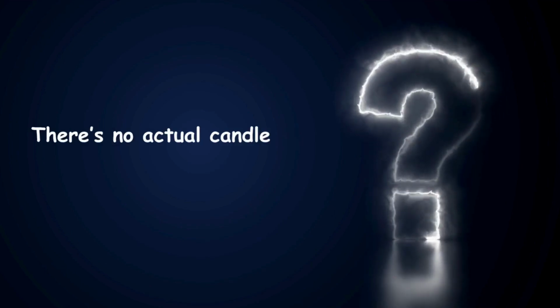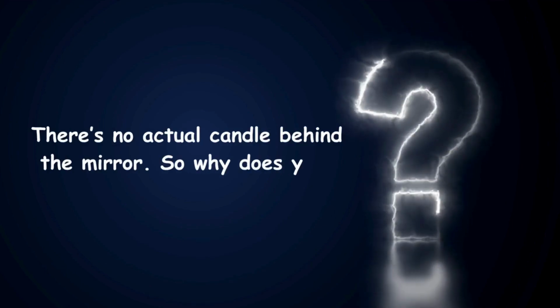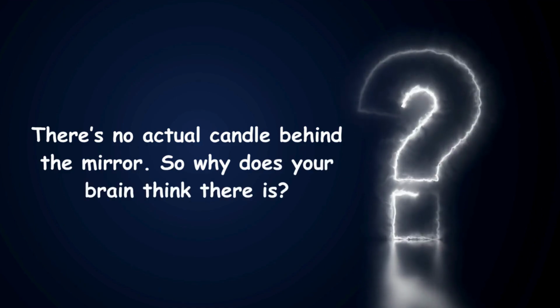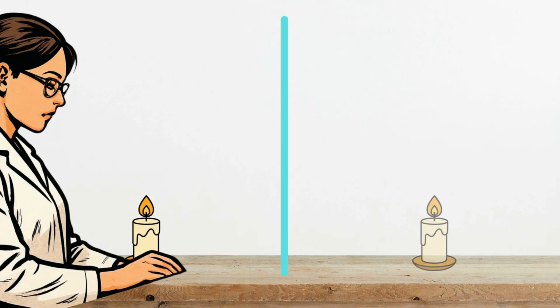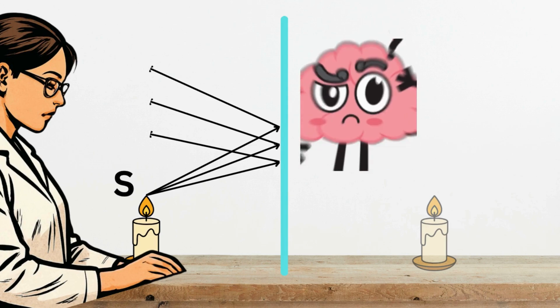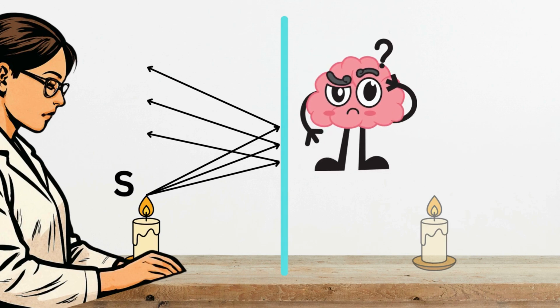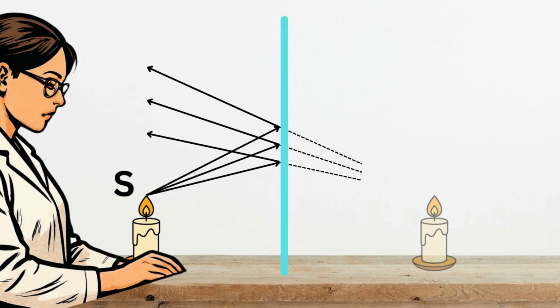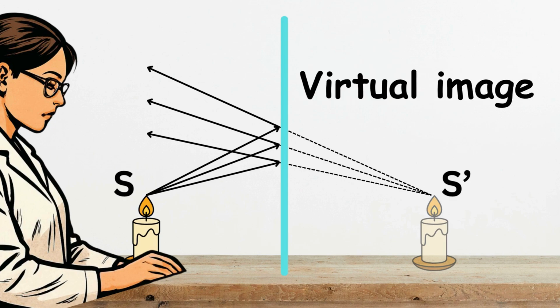There's no actual candle behind the mirror. So why does your brain think there is? A light source, let's call it S, sends out rays in all directions. Some of those rays hit the mirror and reflect into your eyes. Your brain assumes light travels in straight lines, so it traces those rays backwards. They appear to come from a point behind the mirror, a point we'll call S prime, the image of S. Because no real light is coming from S prime, we call this a virtual image.